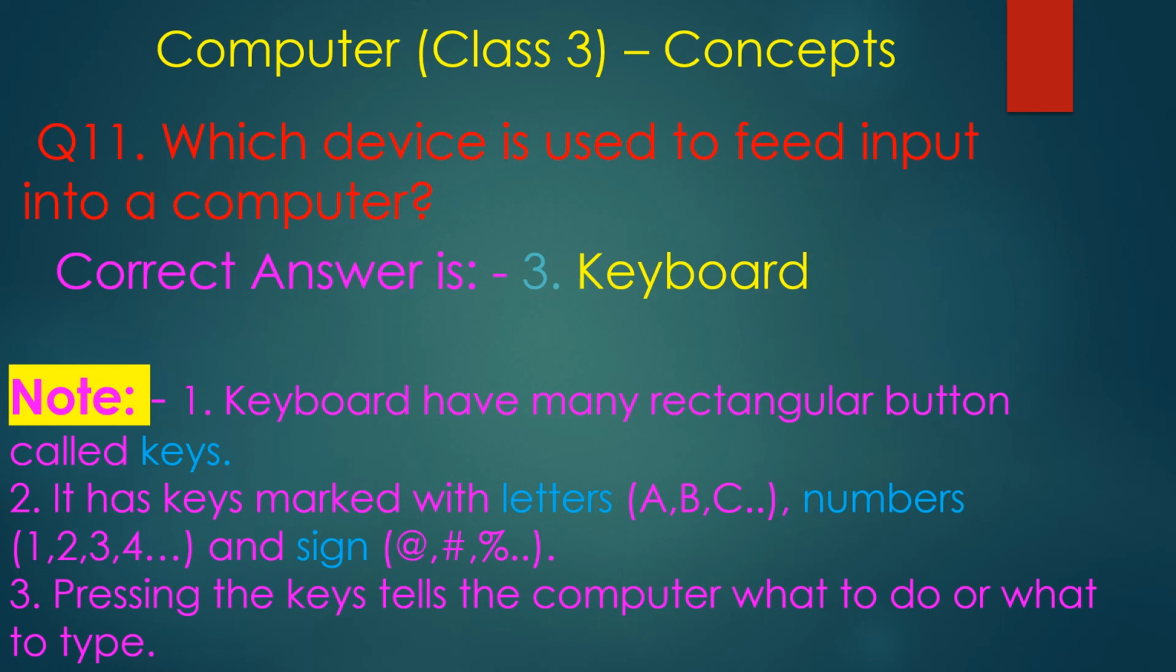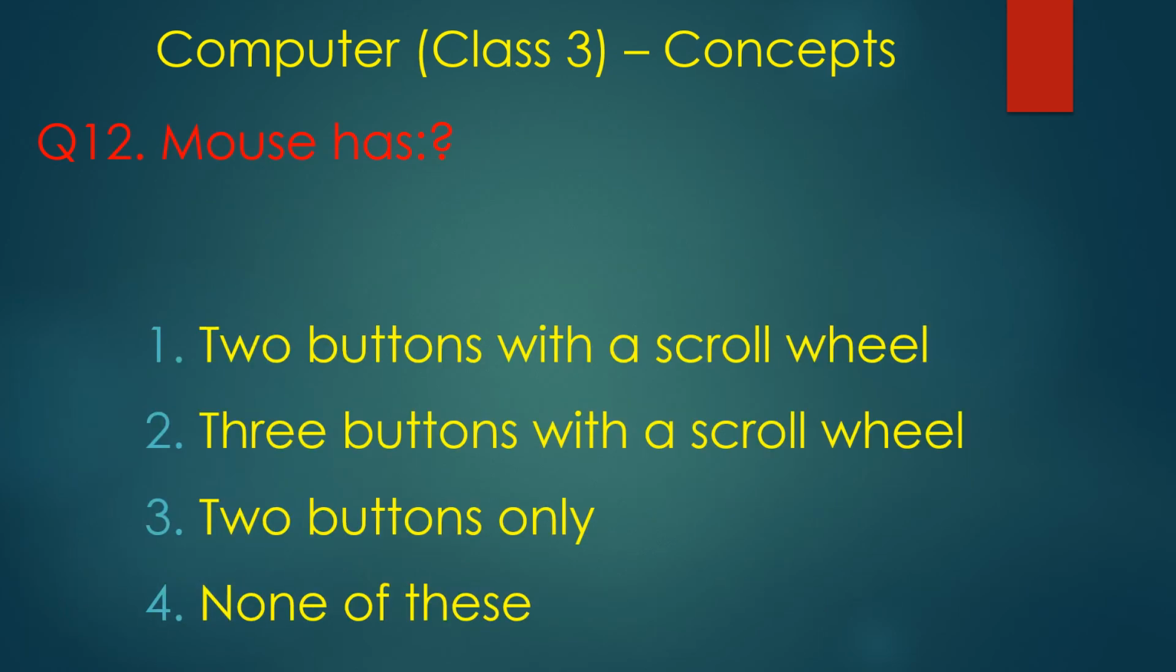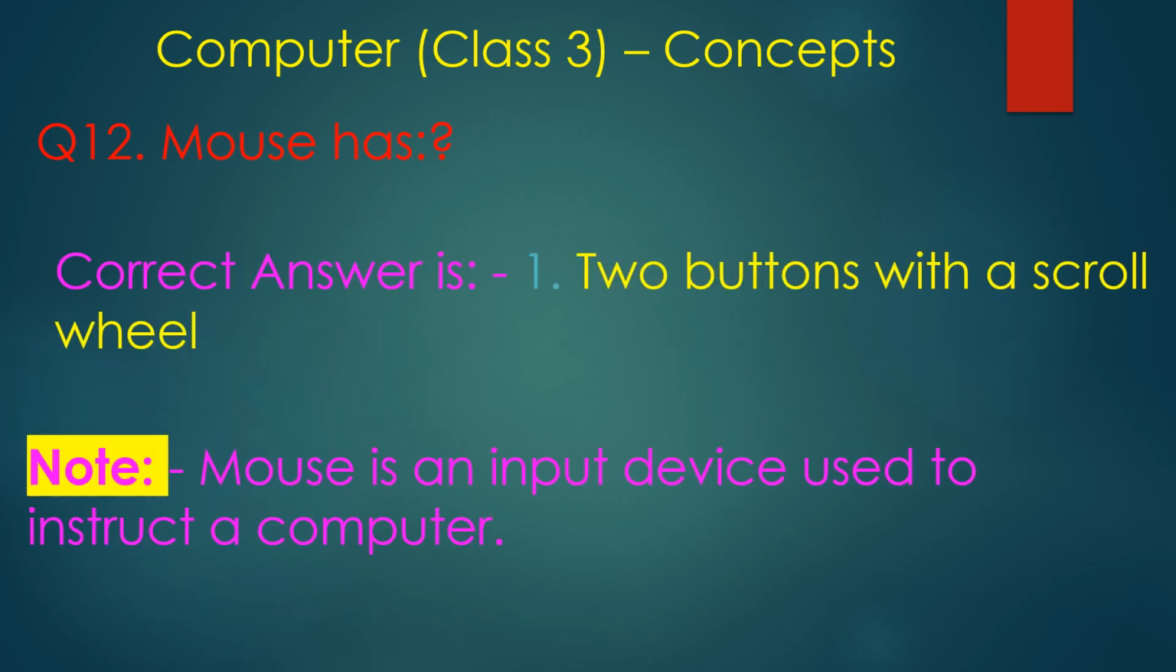Keyboards have many rectangular buttons called keys. It has keys marked with letters, numbers and signs. A mouse has two buttons with a scroll wheel, three buttons with a scroll wheel, two buttons only, none of these. A mouse has two buttons with a scroll wheel. A mouse is an input device used to instruct a computer.